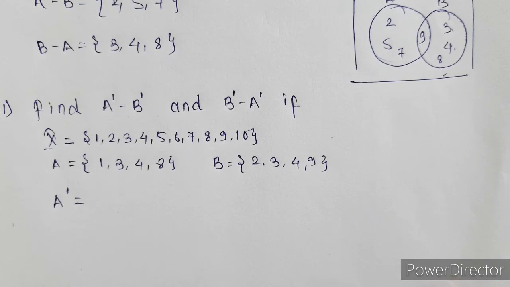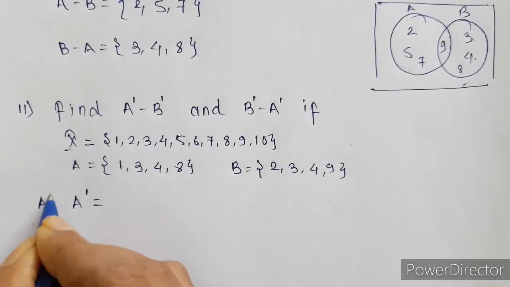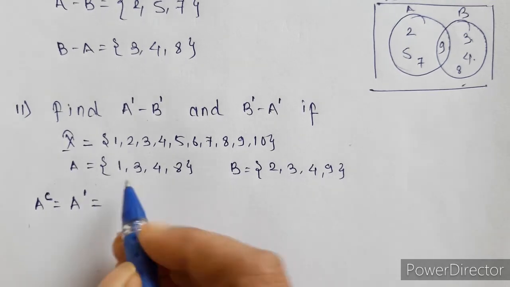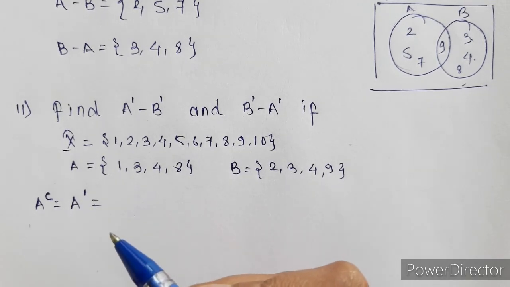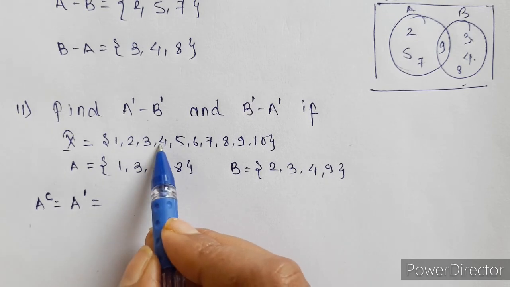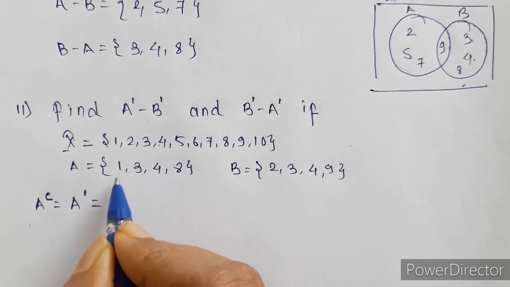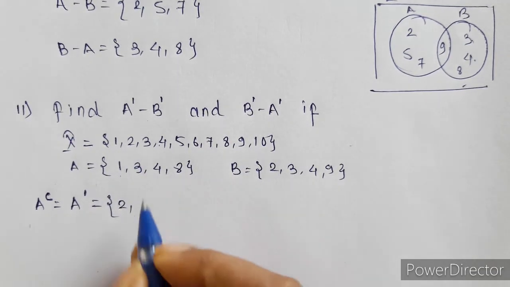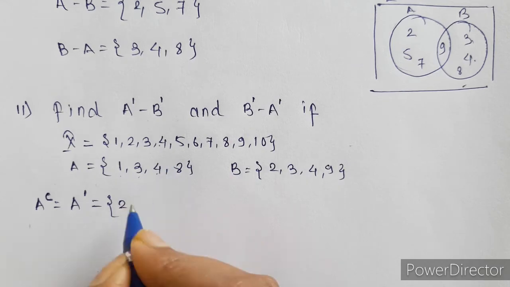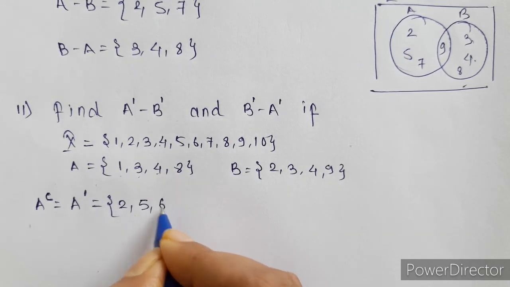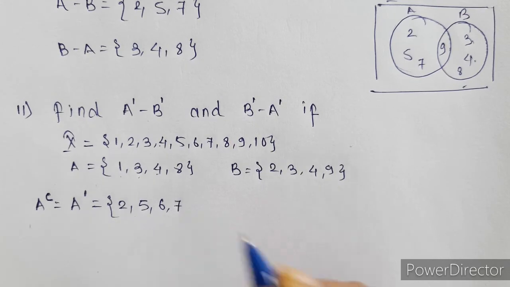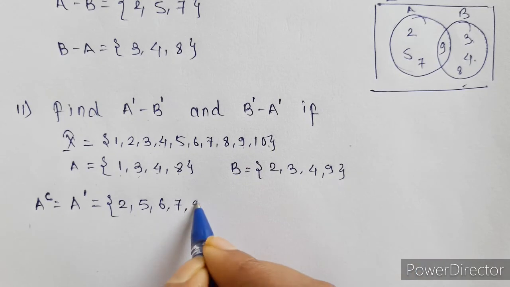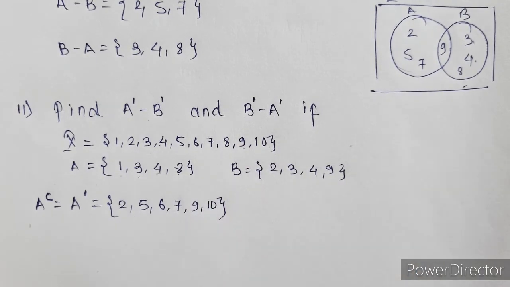Now A complement can be written as A^C, A raised to power C, or A dash. Complement is nothing but the elements which are in the universal set but which are not in A. So 1 we have in A, 2 we don't have, so 2 will come in complement, 3 we have, 4 also we have, so 5 will come in complement, 6 will be in complement, again 7 will be in complement, 8 we have in A, 9 and 10 we don't have, so 9 and 10 will be in complement.